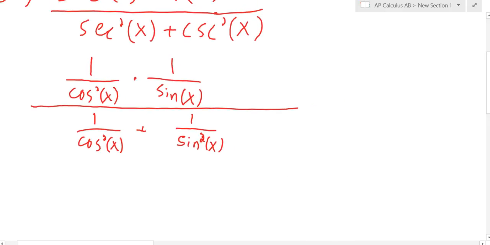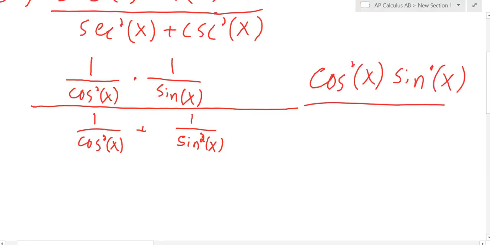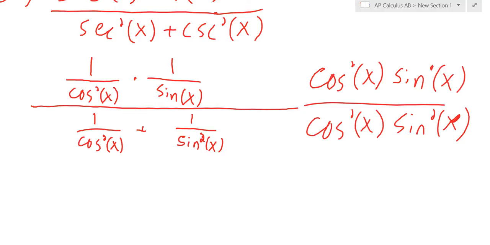Cosine squared and sine squared. So we multiply the top by cosine squared and sine squared, and the bottom by cosine squared and sine squared. Cool. And pay attention, up top it's all multiplication, so we're not going to distribute that. We're just going to multiply. On the bottom, though, it's addition. We have to distribute across addition.